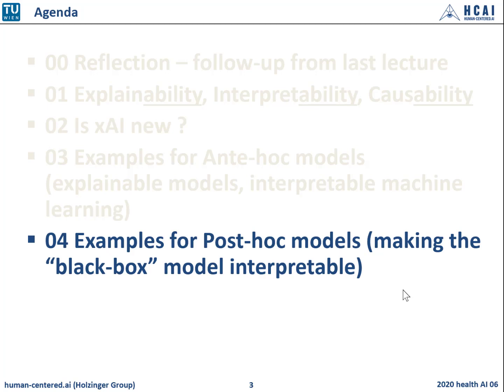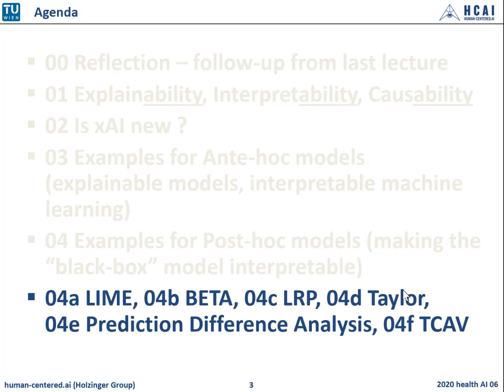And here we will deal particularly with some selected methods, for example, local interpretable model-agnostic explanations, LIME. Then BETA, black box explanation through transparent approximations, and LRP, layer-wise relevance propagation. Here we also take the next assignment. Then we will deal a little bit with Taylor series, then prediction difference analysis, and finally we conclude with testing with concept activation vectors, TCAV.